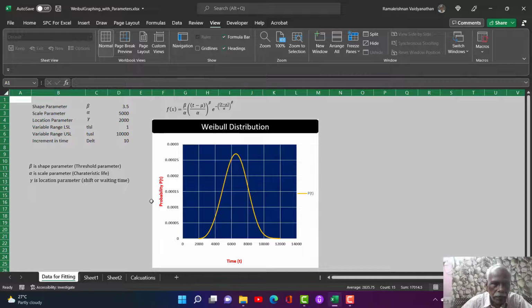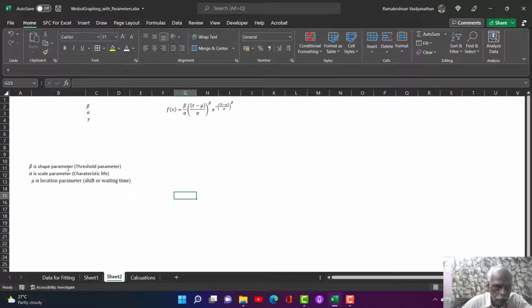Hi, today we will see what is Weibull distribution and how to draw this Weibull distribution. We will see the parameters involved in the Weibull distribution. Beta is the shape parameter, also called the threshold parameter. It changes the shape depending upon the value of beta. Beta can take 0, 1, 2, 3.5, any real number value. And alpha is the scale parameter, which gives a characteristic life.